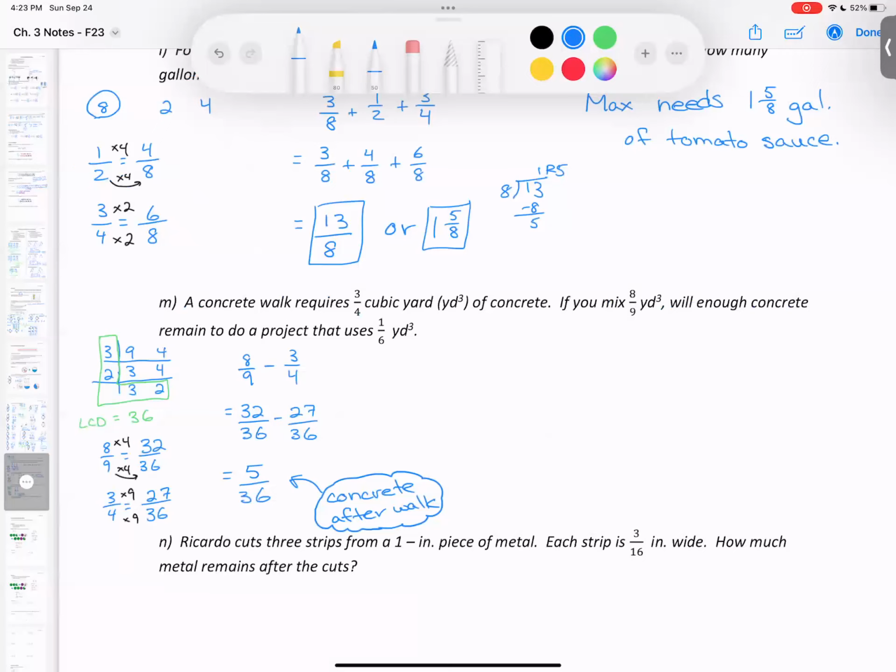So 1/6, so let's say next project uses 1/6, which is what over 36? So we're going to be multiplying by 6 this time, and we get 6/36. So we have 5/36 of concrete, but we need 6/36 of concrete. So therefore we could say there won't be enough concrete left.